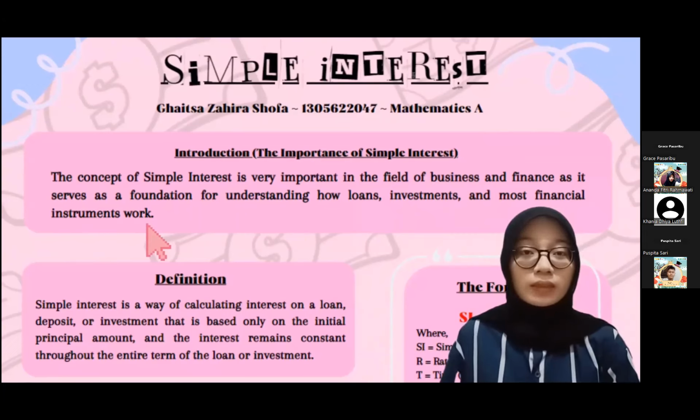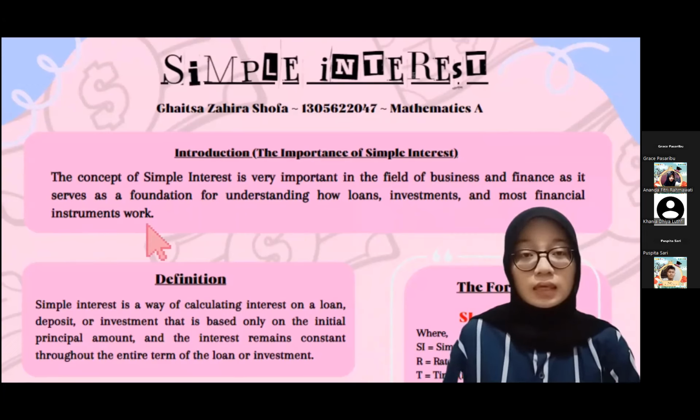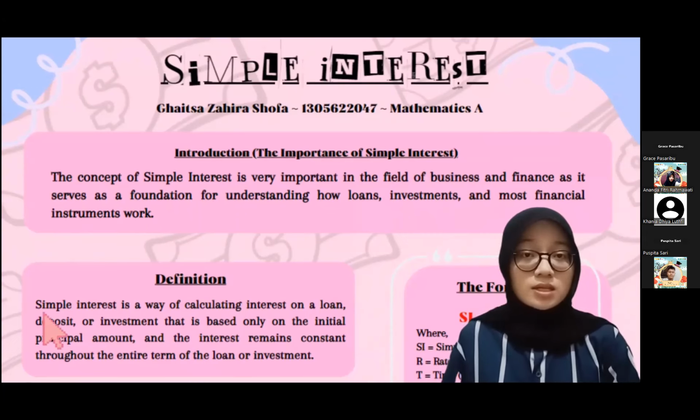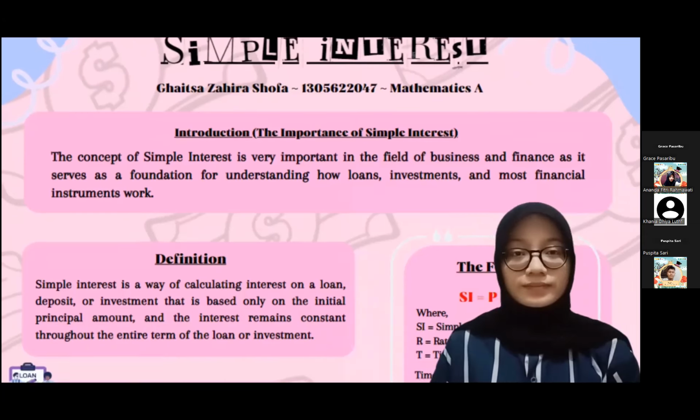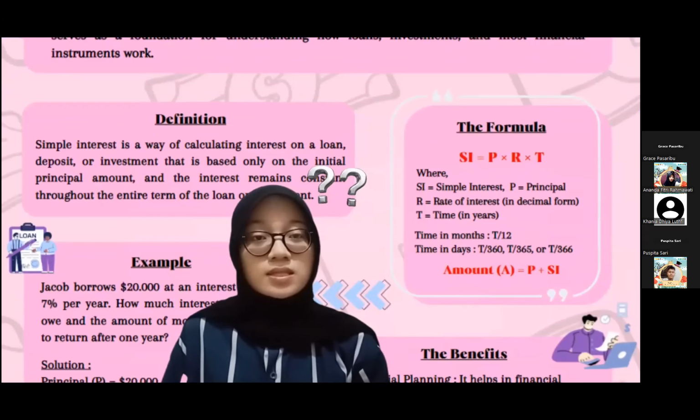When we hear about simple interest, we must immediately think, what is simple interest? Simple interest is a way of calculating interest on a loan, deposit, or investment that is based only on the initial principal amount, and the interest remains constant throughout the entire term of the loan or investment. Then, how to calculate simple interest?